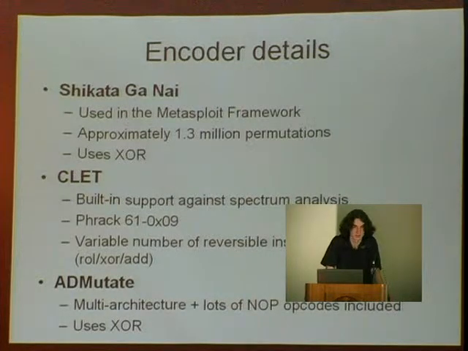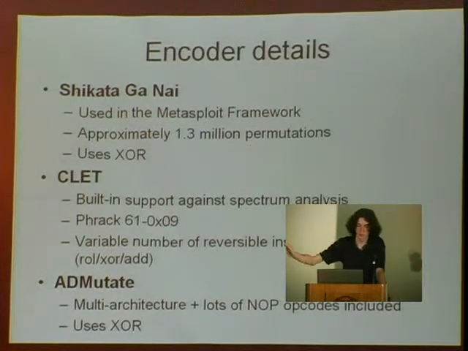Some details on the encoders. Shikata is used in Metasploit Framework 2.x and 3.x. The versions vary slightly, and I think the 3.x one had some bugs in it which made it slightly weaker. It has approximately 1.3 million permutations, and it uses a 4-byte XOR key. So it ciphers by XORing a memory address with a 4-byte key, and then the next 4-byte key, and so on.